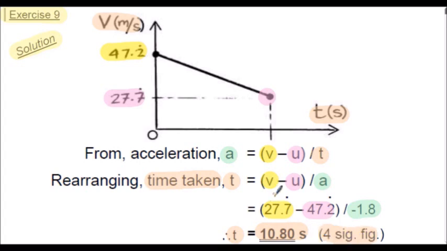Just note for reference, when calculating this part of the equation, the numerator becomes a negative value, and we're dividing by a negative value in the denominator. Hence, that's why we obtain a positive time taken.